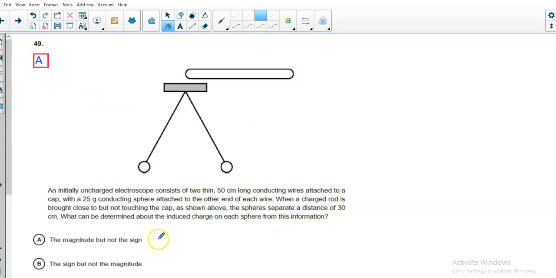An initially uncharged electroscope consists of two thin, 50 centimeter long conducting wires attached to a cap. So I'm assuming it's metal, with a 25 gram conducting sphere attached to the other end of each wire. When a charged rod is brought close to but not touching the cap, the spheres separate. This is what they call a, no, I can't remember the name of it. An electroscope.